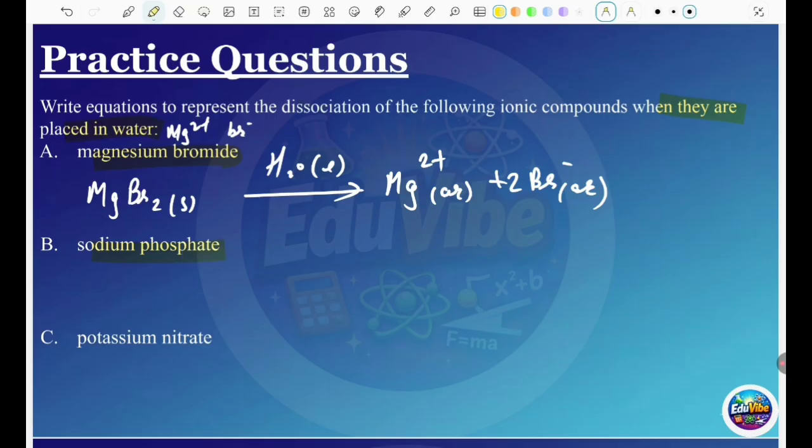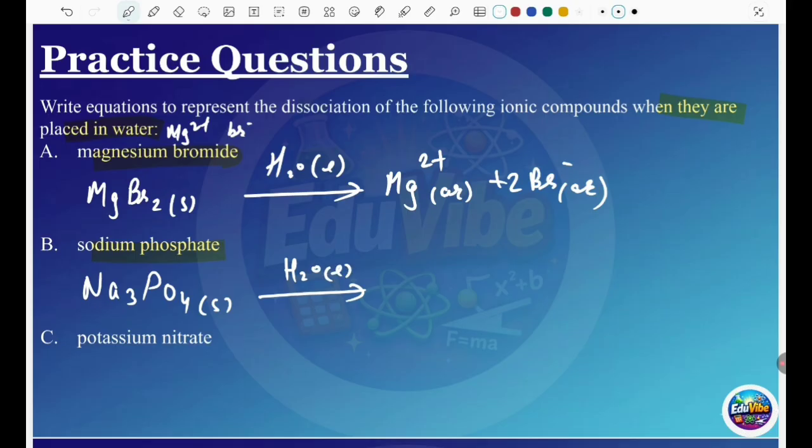Next one is sodium phosphate. What's the formula for sodium phosphate? You have PO4 3 minus and Na plus. So it's Na3PO4, which is again a solid, and they place it in the water. What's next? We dissociate this. So Na plus aqueous, which is 3 plus PO4 3 minus aqueous. So this is the sodium phosphate dissociation reaction.